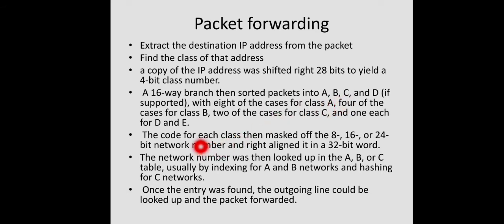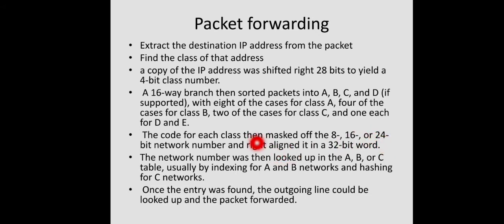And the code for each class then masks off the 8, 16 or 24 bit network number and writes it in a register. So here we found the class, right? 8 different cases lead to class A address. Another 4 different cases lead to class B address, like that. Now corresponding to each class there will be a separate code inside the router, and that code will mask off the 8, 16 or 24 bits. So if it is a class A address, an 8-bit mask will be applied. If it is a class B address, a 16-bit mask will be applied, or else in the case of C, a 24-bit mask will be applied.